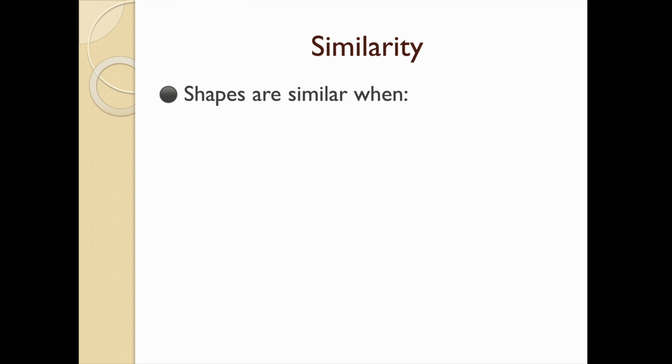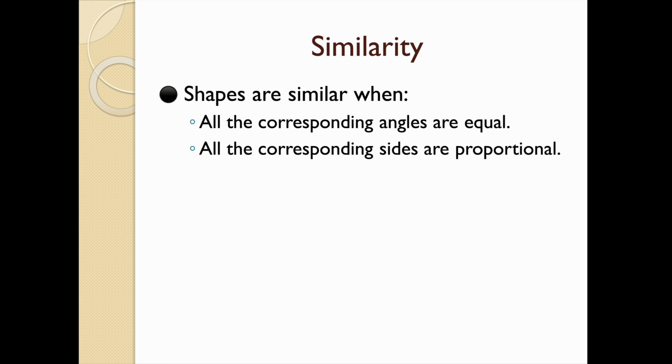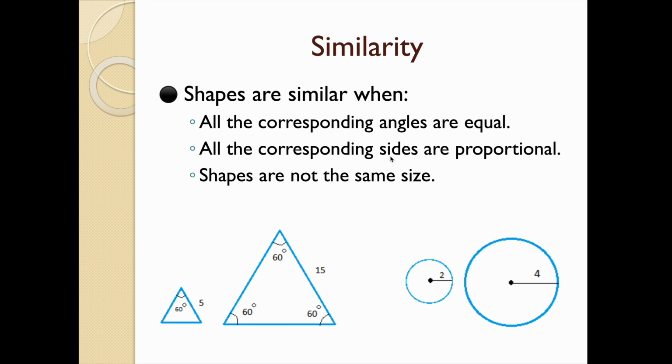Okay, so similarity. We say shapes are similar when all the corresponding angles are equal and all corresponding sides are proportional. The shapes are not the same size, but we expect them to have the same angles, and we expect the sides to be proportional. If you look at this triangle compared to this triangle, the angle inside here for both of them is 60. So 60, 60, 60, 60, 60, 60.